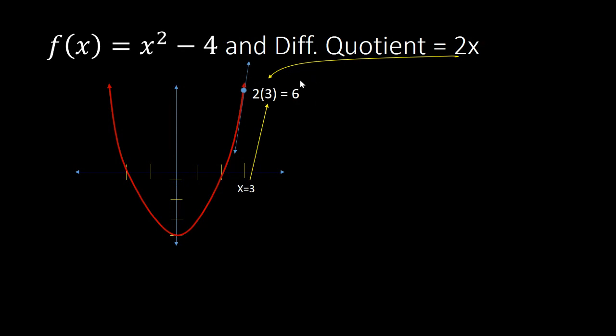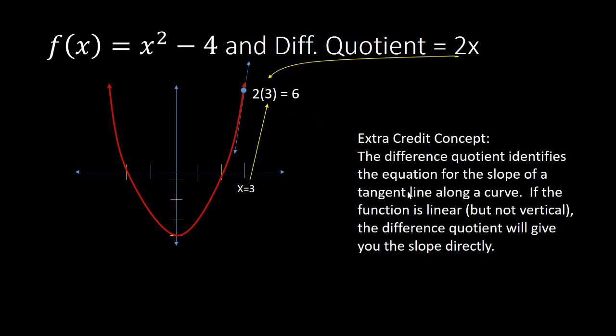This is more of getting closer and closer to calculus. So this is where we're going to extend into more of an extra credit concept. So let's write that here. Extra credit concept. The difference quotient identifies the equation for the slope of the tangent line along a curve. If the function is linear but not vertical, the difference quotient will give us the slope directly. Notice this was not a linear equation, therefore the difference quotient just simply gave us the equation for that slope. Okay? All right, let's look at another one.